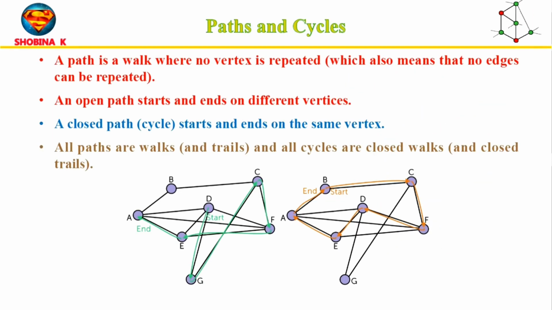To sum it up, path and cycle. A path is a walk where no vertex is repeated and no edge is repeated. An open path starts and ends on different vertices. The closed path is also called a cycle, which starts and ends on the same vertex. So all paths are walks and trails, and all cycles are closed walks and closed trails.